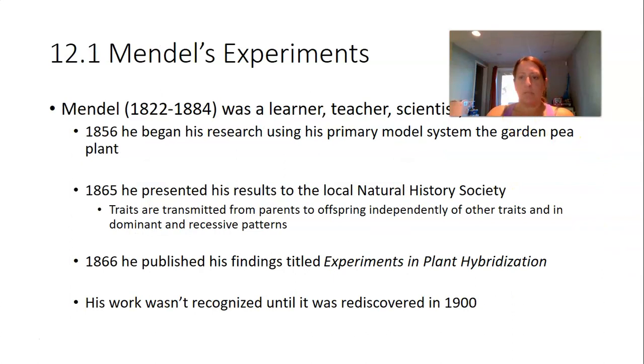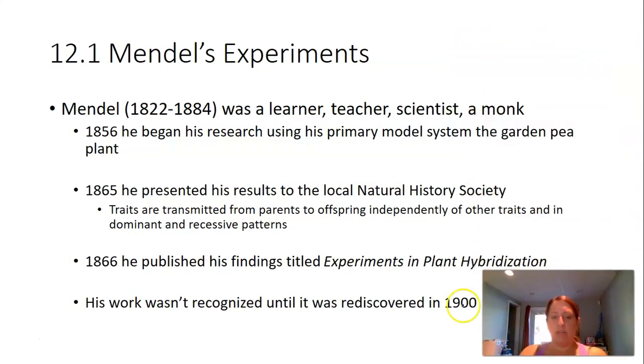Okay, so a little bit more about Gregor Mendel. He lived from 1882 to 1884. He was a student, a teacher, a scientist, and a monk, actually. And in 1856, he began to do his research using the common garden pea plant. It took him about 10 years to gather all of the data that he gathered. And in 1865, he presented his results to the local Natural History Society, kind of like a modern-day scientific conference.